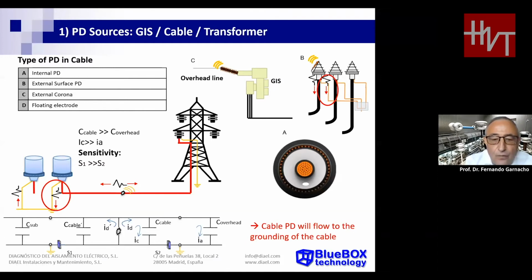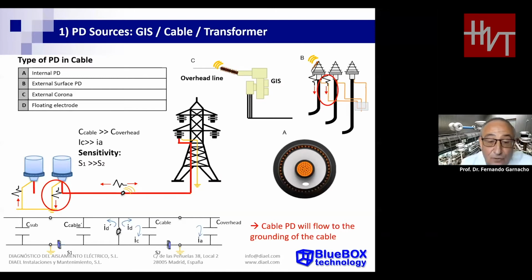The sensor can be placed on the right, in the position of the cable screen, with the connection of the cable screen to earth on both sides. But as you can see, if you use the sensor placed on the right, the current through the sensor is lower, because the capacitance is the overhead line capacitance, and the overhead line capacitance is smaller than the cable capacitance.